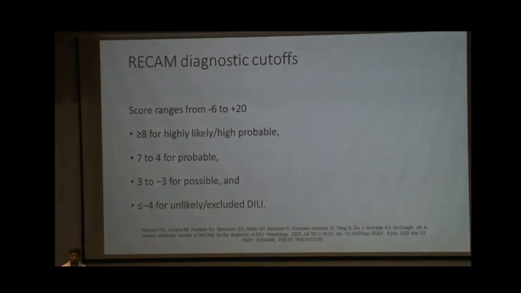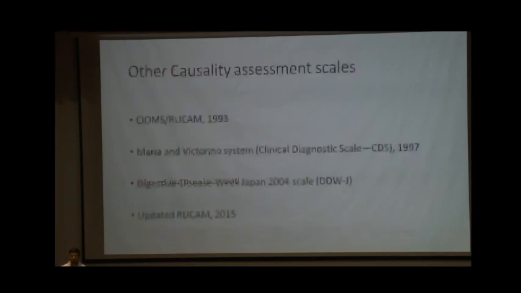So it is an easy to use web interface where you put the date when you have started the drug, and then you go forward with the site, and then they will ask you to put the other information. On the basis of this, the score ranges from -6 to 20, and more than 8 is for highly likely and highly probable, 4 to 7 is for probable, -3 to 3 is for possible, and less than -4 for unlikely or excluded DILI.